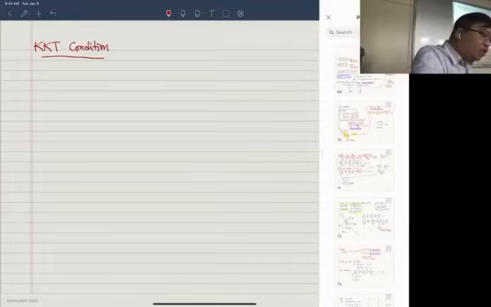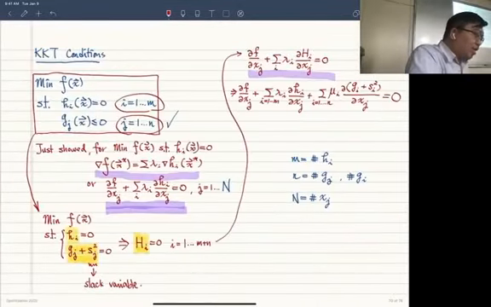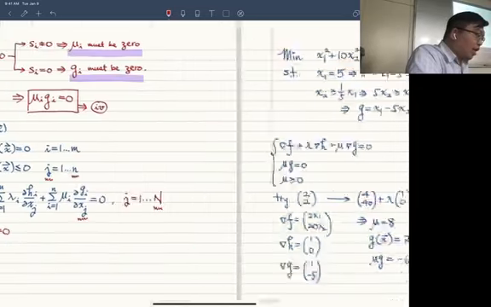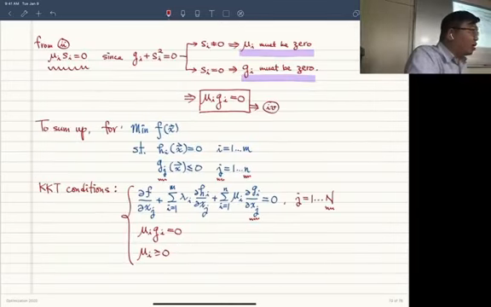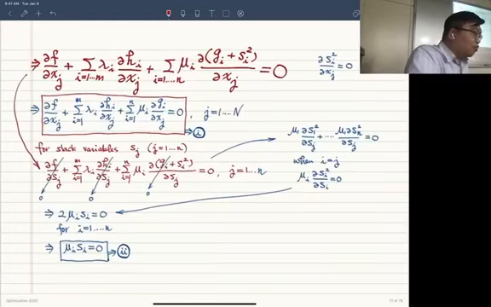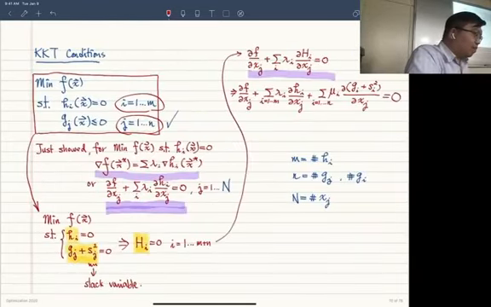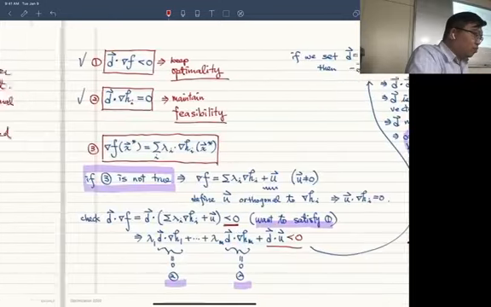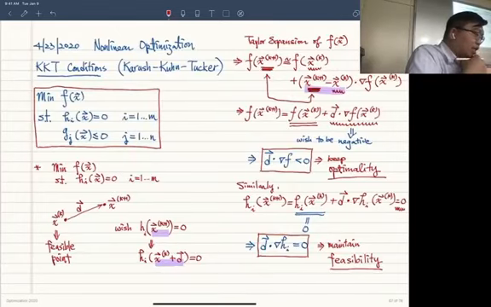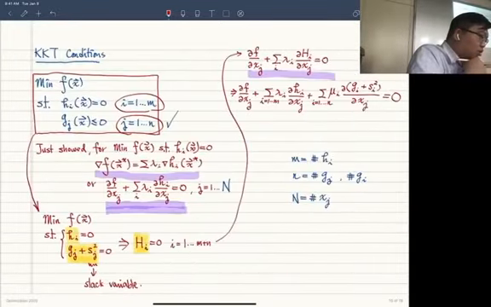So in KKT conditions, we did a lot of derivations. At the end, we found we can only check several equations, and if the problem was well defined and follows some of the assumptions, then KKT conditions will guarantee that the solution is optimal. So let me see which are the KKT equations.